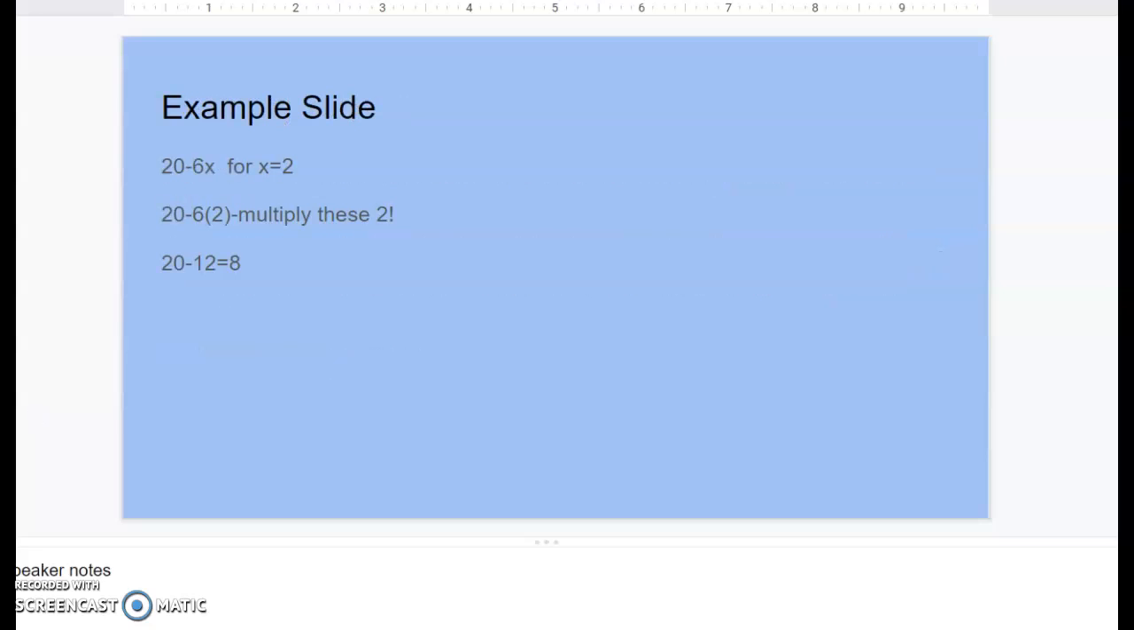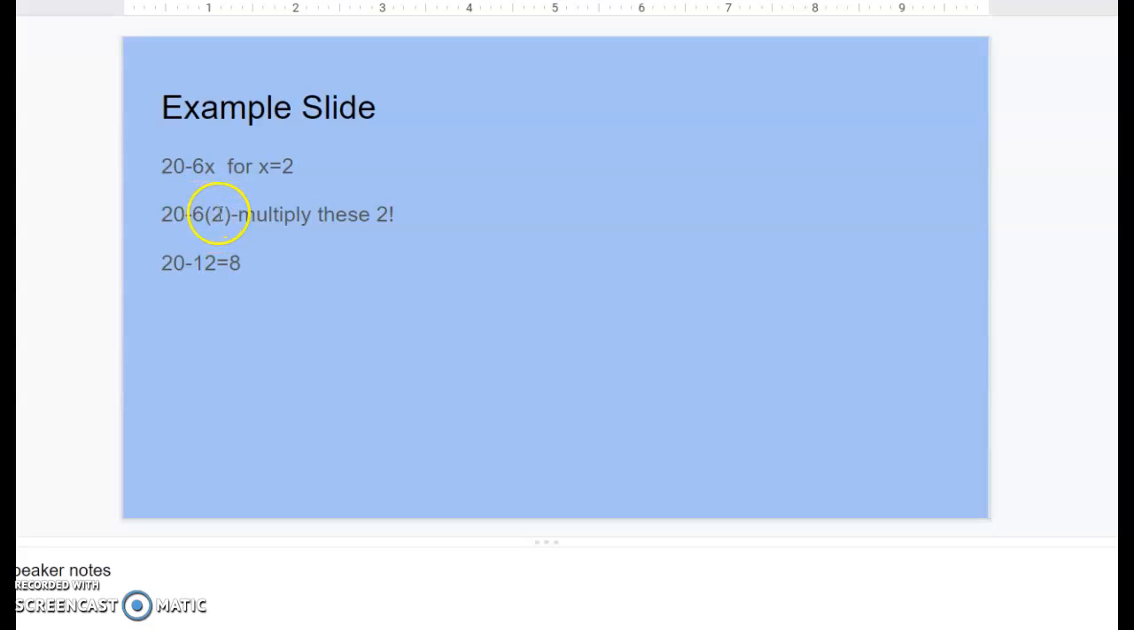The second slide is an example slide on what you have to do. So it says 20 minus 6x. We have to solve that expression, but first we have to figure out what x equals. And it says x equals 2. So in the second part here, we have 20 minus 6 times 2. I replaced the x with a 2.